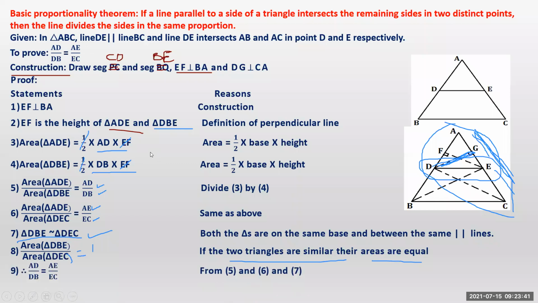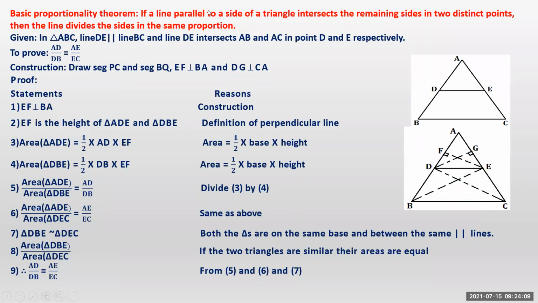So therefore AD upon DB equals AE upon EC. This is from statements number 5, 6 and 7. Is this clear to all the students? Understand that AD upon DB is equals to AE upon EC. Very important theorem. Understand, this is going to come in your examinations. We'll move ahead. Any difficulties, we'll clear this at the end of the session.